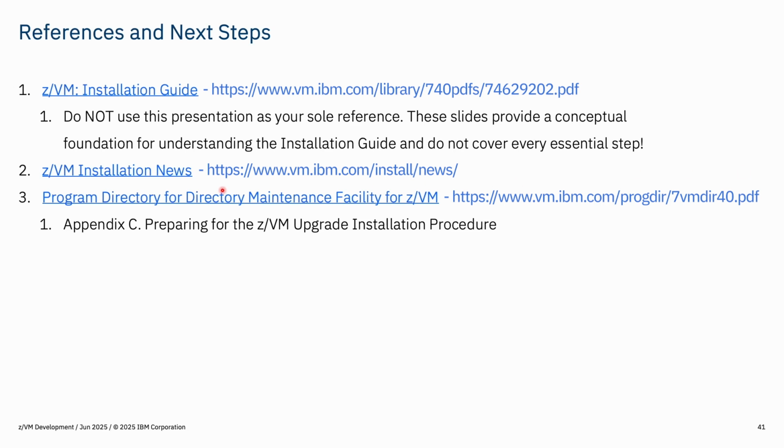You'll also want to refer to the z/VM installation news site for the latest information and any known issues about installation. Lastly, you'll want to refer to the program directory for any of those pre-installed licensed programs that you have enabled on your system. So my examples used the Dirmaint facility, so I referred to this program directory to prepare for the upgrade installation procedure.